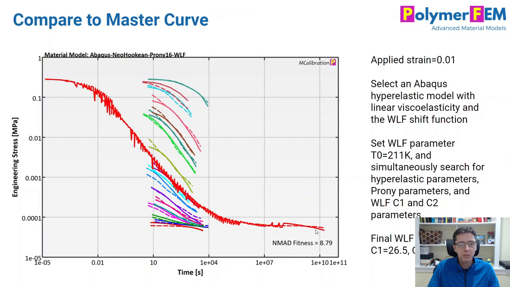So that's it. Those are the two choices. In MCalibration, you can very quickly calibrate these master curves and also find the WLF parameters using the approach that I showed here. So this was using stress relaxation data. You can use the same approach for creep data or even frequency sweep data. And I will at some point perhaps create videos about that.